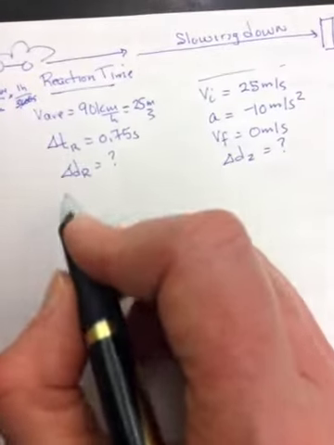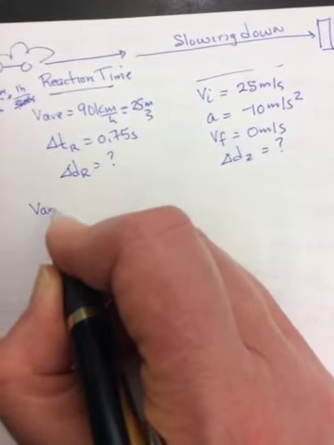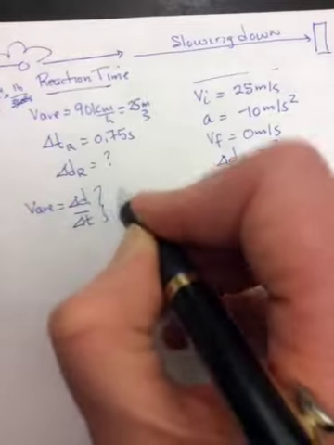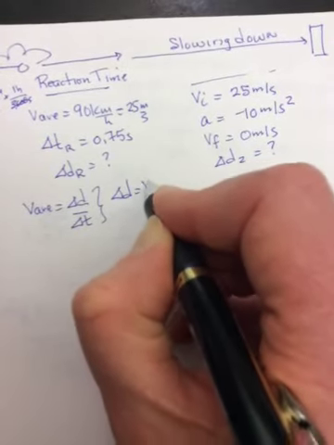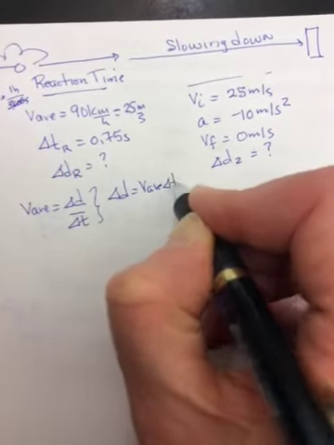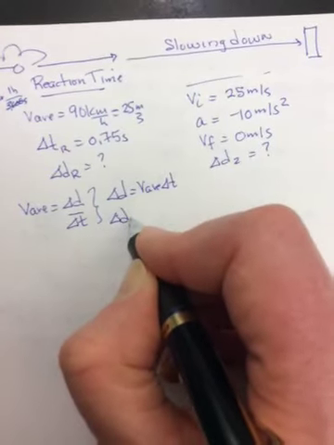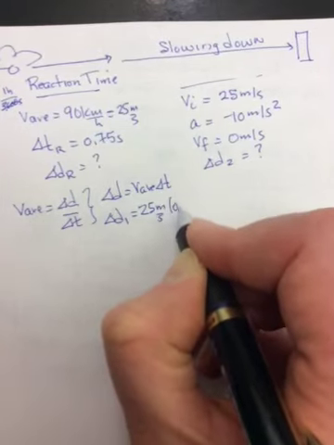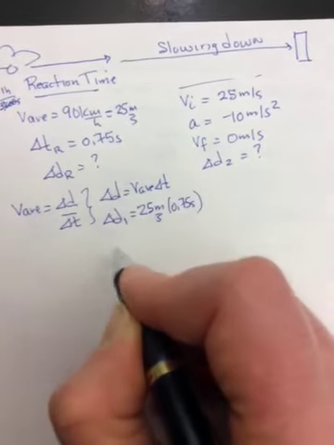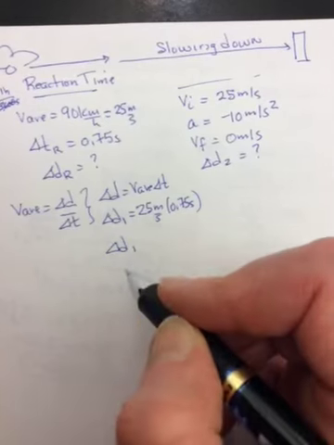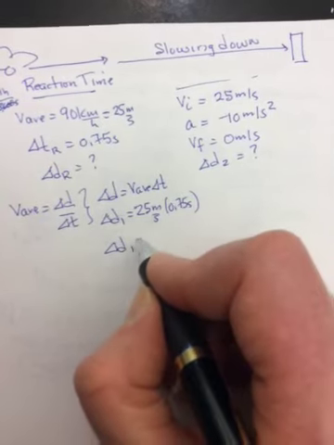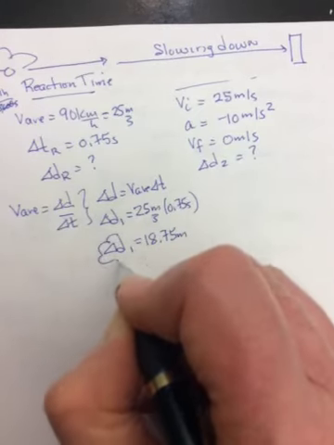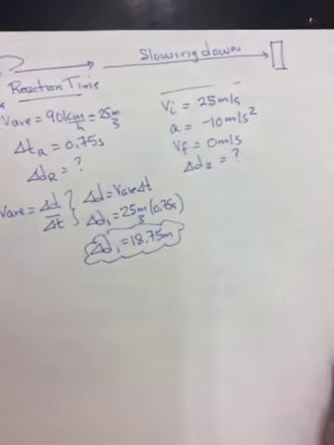Okay, so for reaction time, we can use our equation VAV is equal to delta D over delta T. Rearrange for delta D, multiply both sides by time, VAV times delta T. So delta D of his reaction is 25 meters per second times 0.75 seconds. So you should get a delta D1 of 18.75 meters. So this is how far he goes before he steps on the brakes.